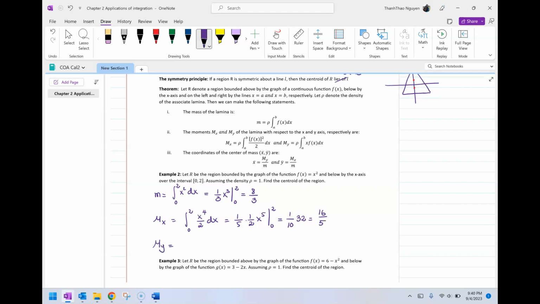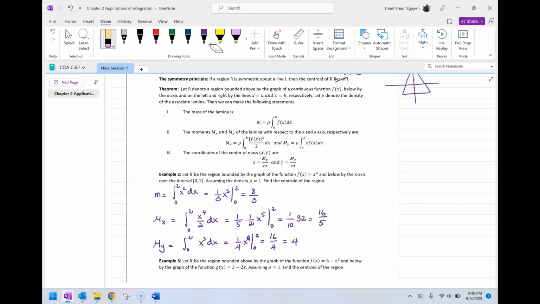The moment with respect to y. So x times f of x. So x times x squared makes x to the third. So 1/4 x to the fourth, evaluated from 0 to 2. 1/4 times x to the fourth. 16 over 4, that is 4.